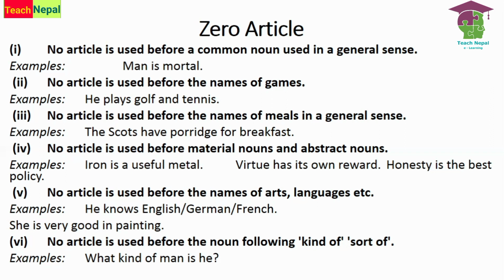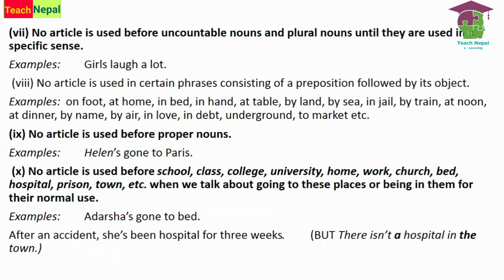So she is very good in painting. No article is used before the noun following kind of, sort of. What kind of man is he? In this way, no article is used before uncountable nouns and plural nouns until they are used in a specific sense. Here, girls laugh a lot, right? It means referring to all girls here. Next, no article is used in certain phrases consisting of a preposition followed by its object. On foot, right, at home, in bed.